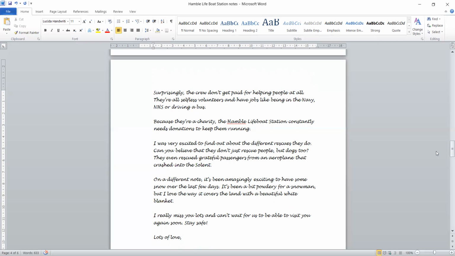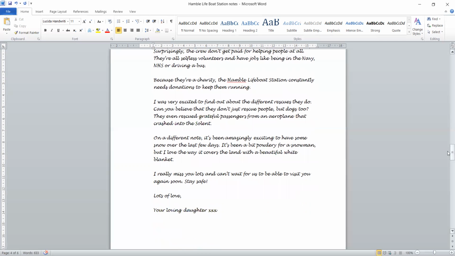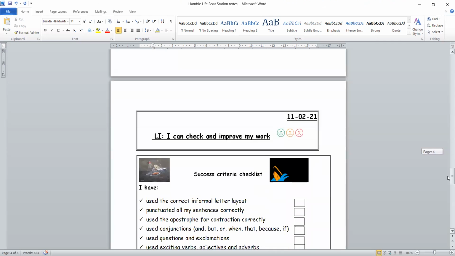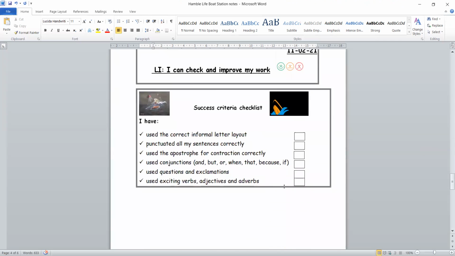That's so much better. So I have either changed a number of my words, especially verbs, for much better, more powerful verbs, or I have added adjectives and adverbs to make my letter much more exciting. So only after I have done that, I can now tick that I have met this success criteria.